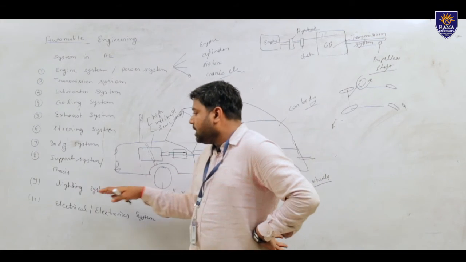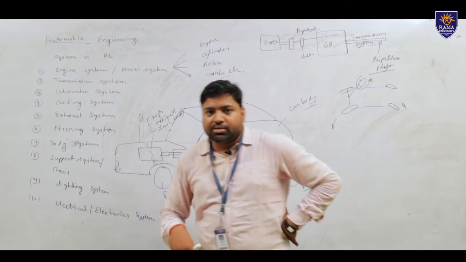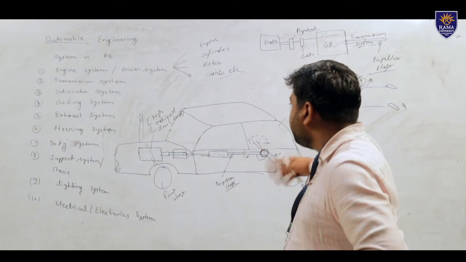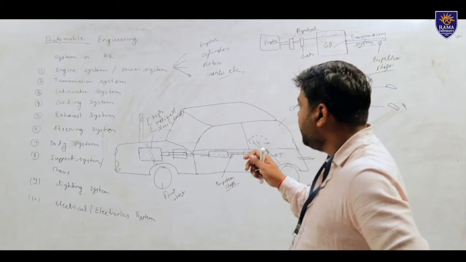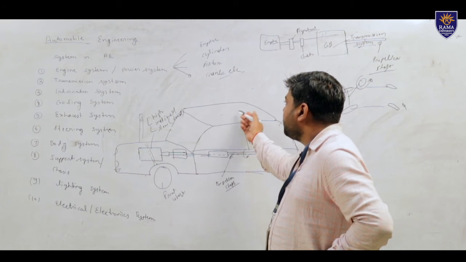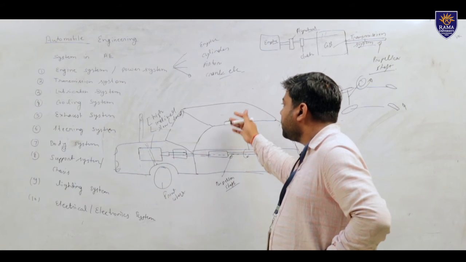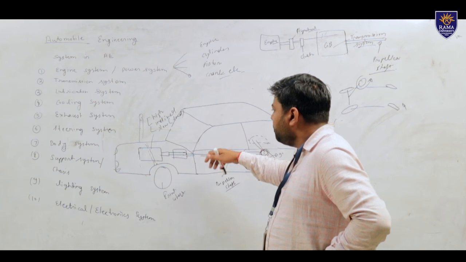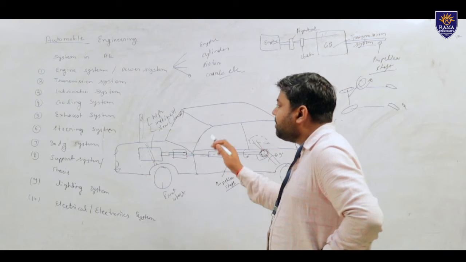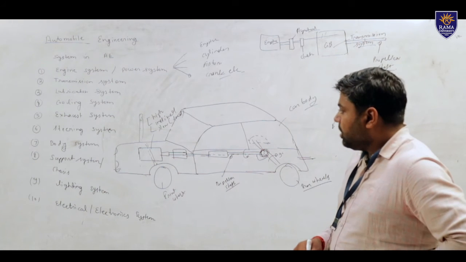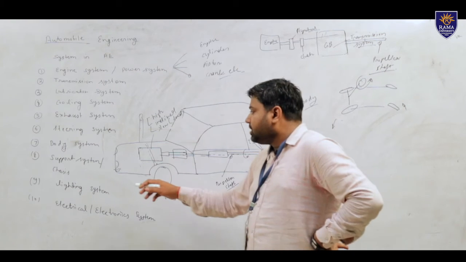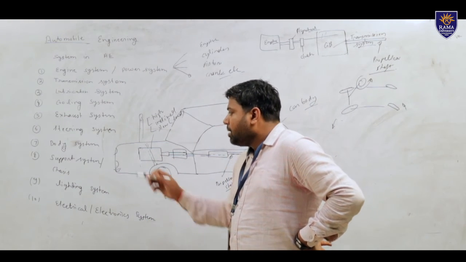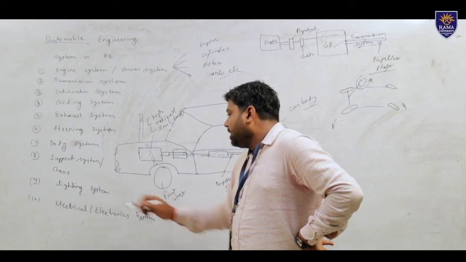Okay, next is the lighting system. There are different lights available, like the front headlight, the backlight, the dipper, and the indicators. Inside the body there is a roof light and a mirror light. So there are different types of lights available in the vehicle. The lighting system is part of the electrical and electronic system, but the lighting system is different from the electronic system.